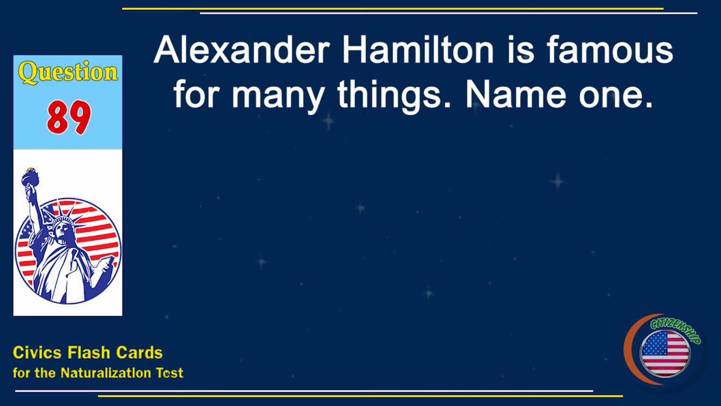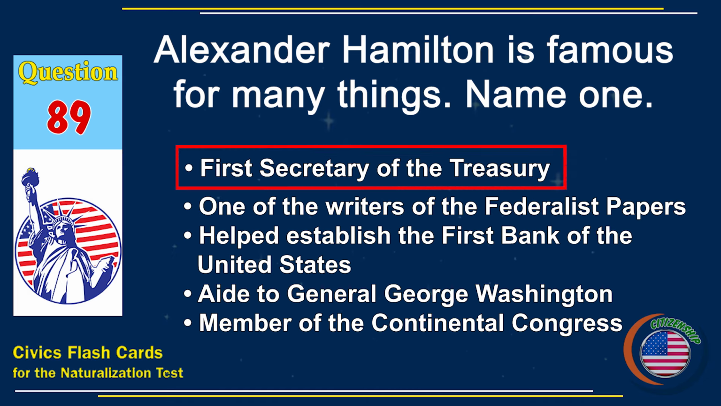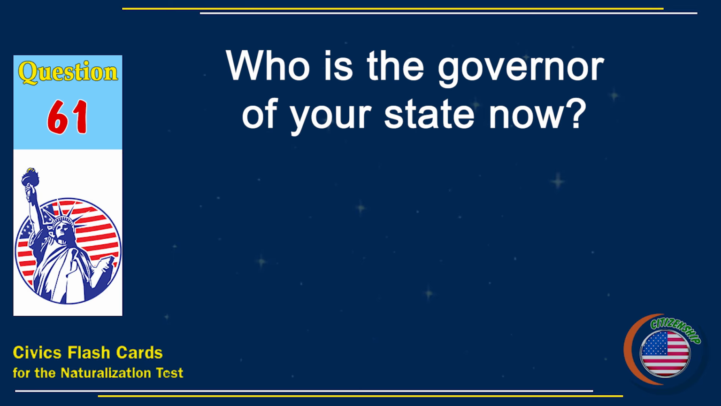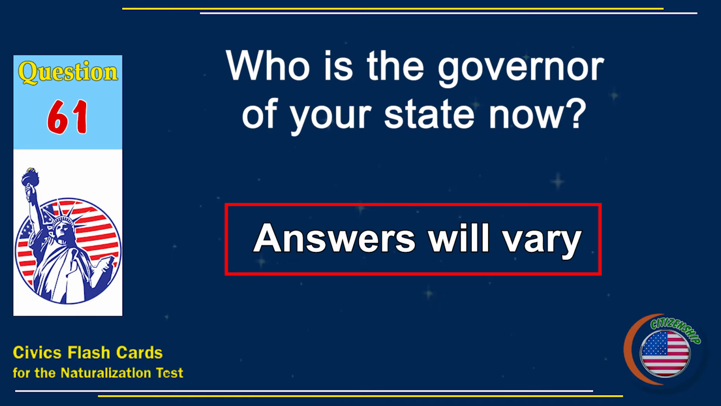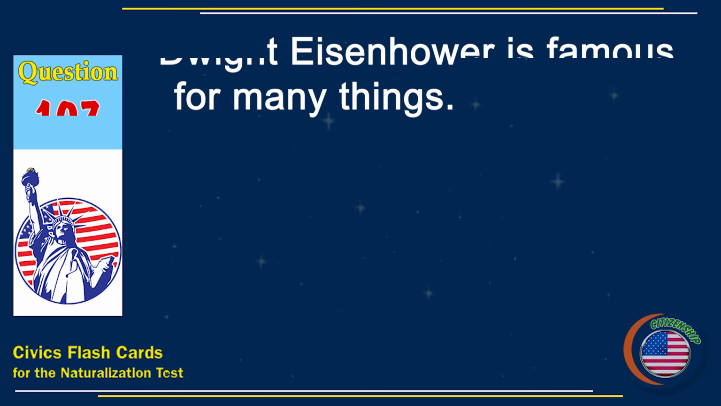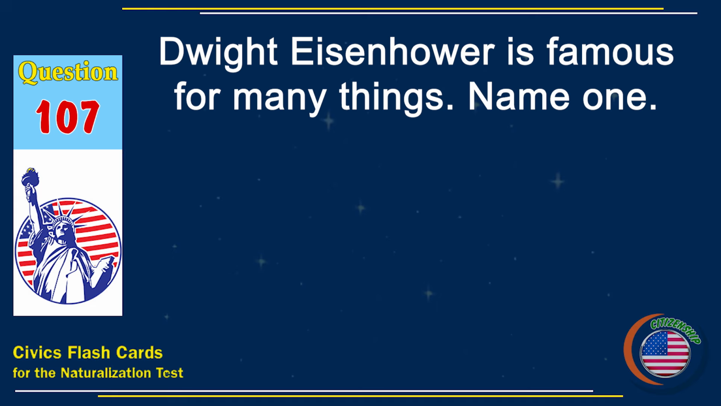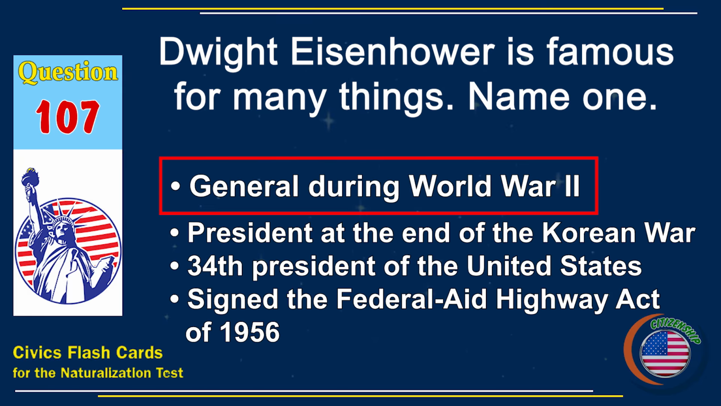Alexander Hamilton is famous for many things. Name one. First Secretary of the Treasury. Who is the governor of your state now? Answers will vary. Dwight Eisenhower is famous for many things. Name one. General during World War II.